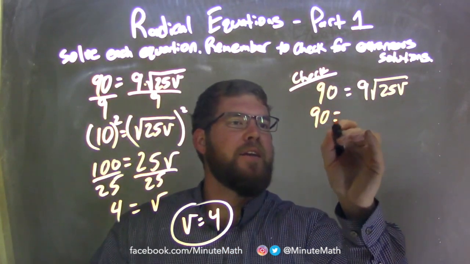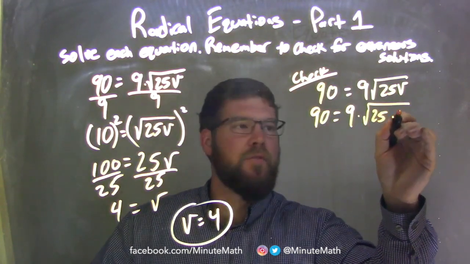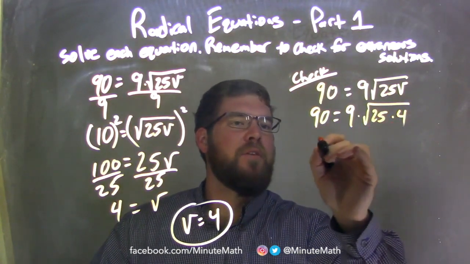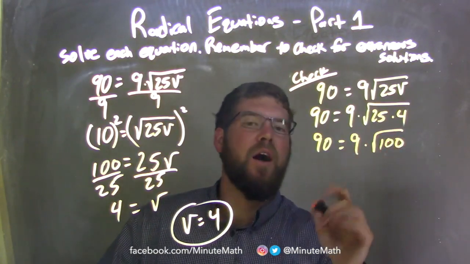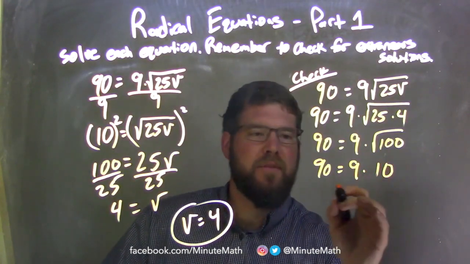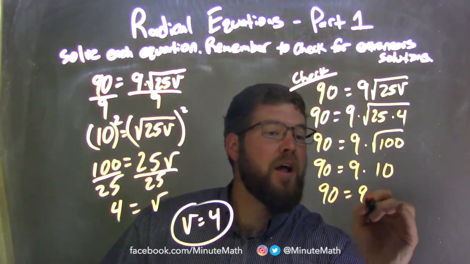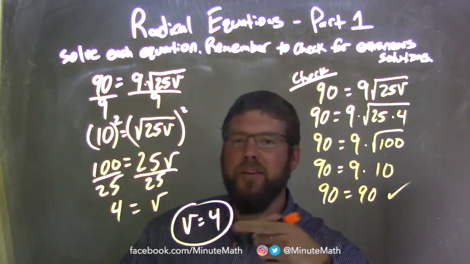So I have 90 equals 9 times the square root of 25 times 4. 25 times 4 is 100, so we have 90 equals 9 times square root of 100. Square root of 100 is 10. 90 equals 9 times 10. 9 times 10 is 90. And left and right are equal. Check. It works, so v equals 4 is my final answer.